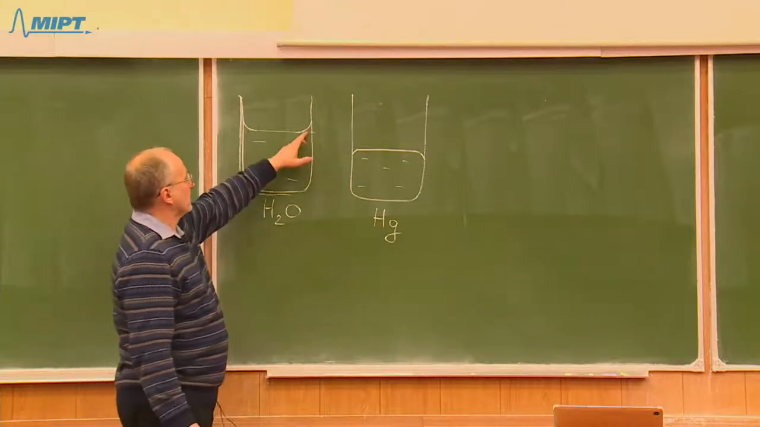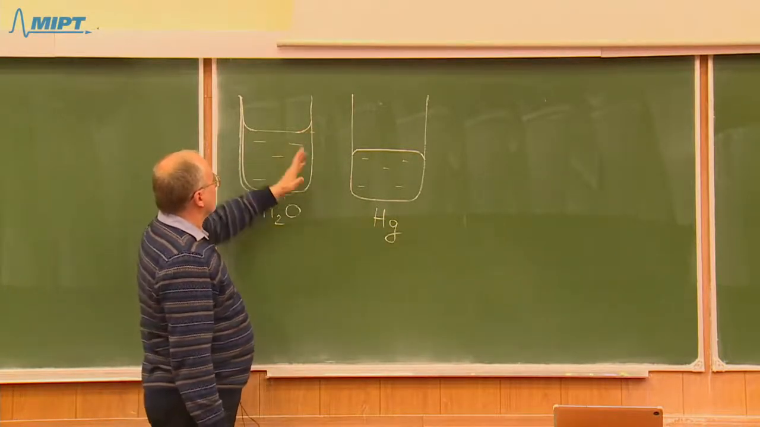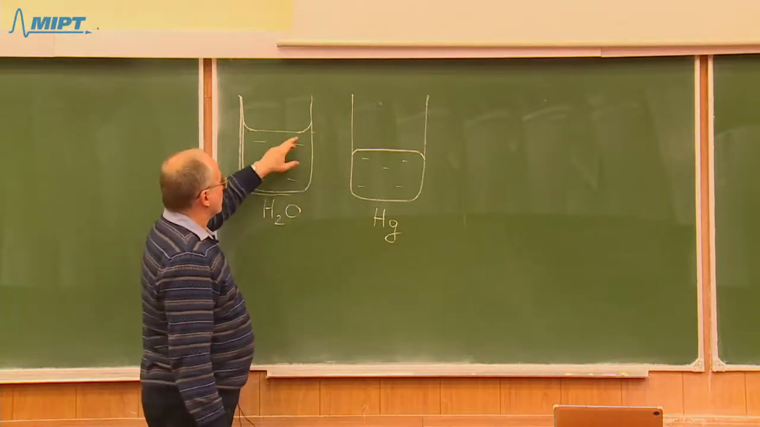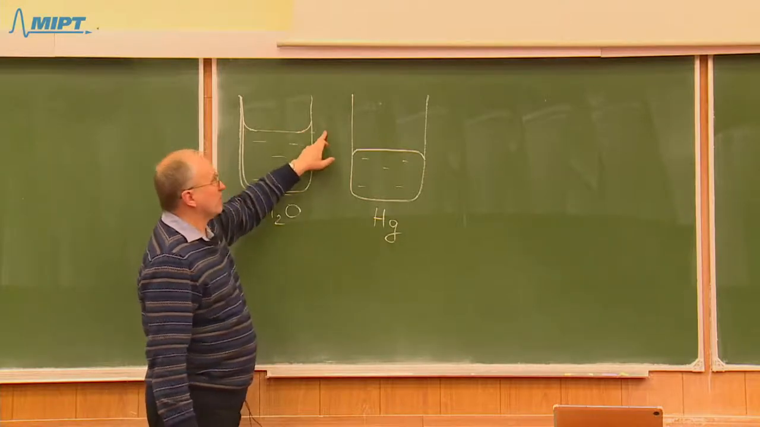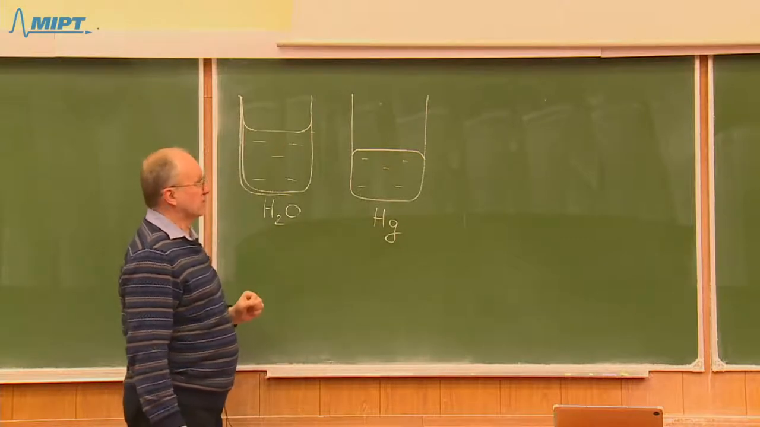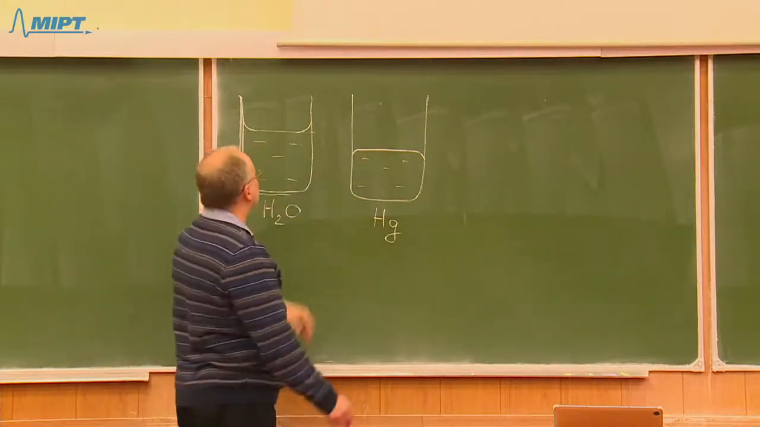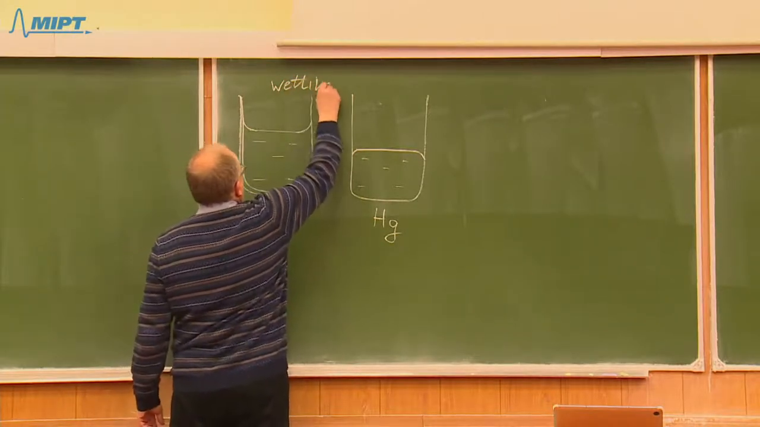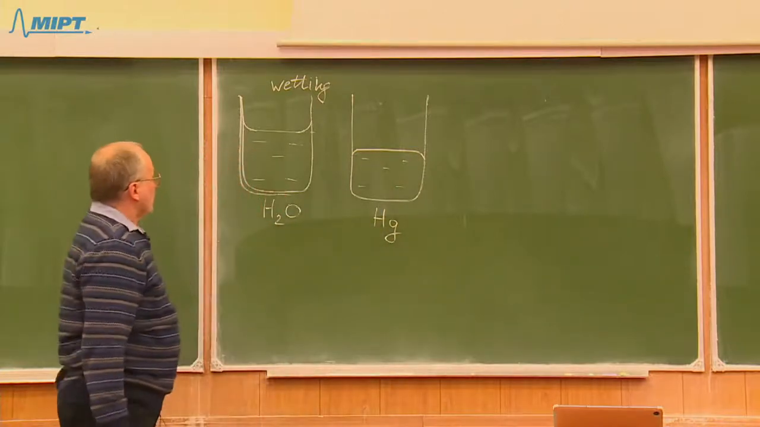So this phenomenon is called wetting, when the liquid is wetting the solid wall or any solid body. That is when the interaction between the molecules of the liquid and the solid body is larger than the interaction of molecules of liquid. And the opposite phenomenon is called non-wetting. So this is wetting, and this is non-wetting.